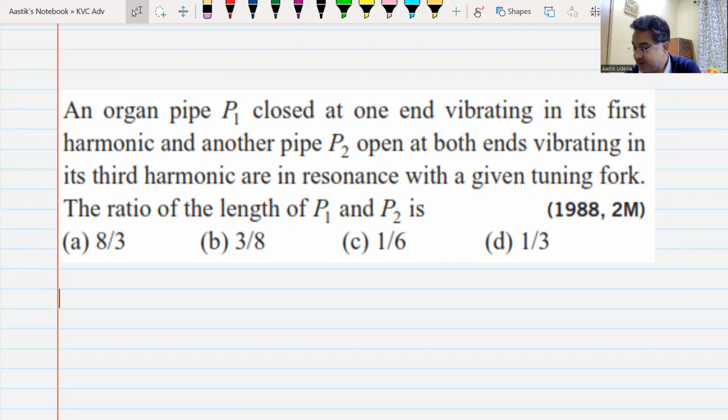This is from IIT-JEE. An organ pipe P1 closed at one end, vibrating in its first harmonic. Another pipe P2 open at both ends, vibrating in its third harmonic, and in resonance. Resonance means same frequency. Do you understand the meaning of resonance? Yes, sir. With a tuning fork. This tuning fork is going to come more. The ratio of the lengths of P1 and P2 is? Any idea? No idea. Get an idea.